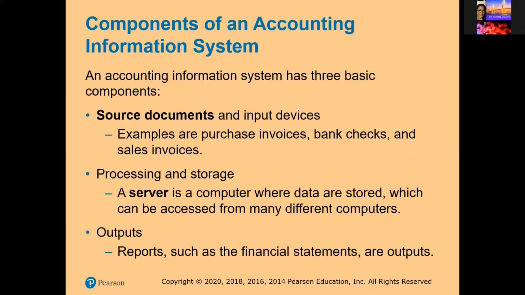A business's data must be stored. In a manual system, data are contained in paper documents that are often stored in filing cabinets and off-site document warehouses. However, computerized systems now allow businesses to keep data on a main computer called a server, which often allows employees to access information from anywhere in the world. A server is the main computer where data are stored, which can be accessed from many different computers. Outputs. Outputs are the reports used for decision making, including the financial statements.